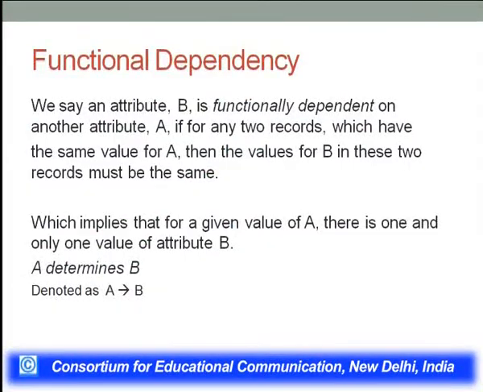Therefore, it is a one-way relationship where the key attribute determines the non-key attribute, and this relationship is known as functional dependency. So, we say that an attribute B is functionally dependent on another attribute A if for any two records which have the same value for A, the values for B in these two records must be the same, which implies that for a given value of A, there is one and only one value of attribute B. It is also denoted as A determines B, and it can be written as an arrow marked from A to B.